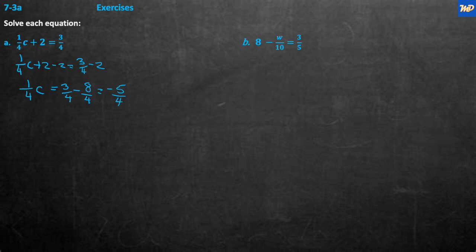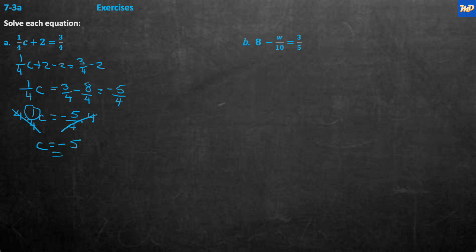So now we're going to get rid of the coefficient of the variable term by multiplying by its multiplicative inverse. So 4 times 1/4 C is equal to minus 5/4 times 4. Given that, the 4s cancel on each side, and it leaves us with a 1 in each place over here. So we end up with C is equal to minus 5.